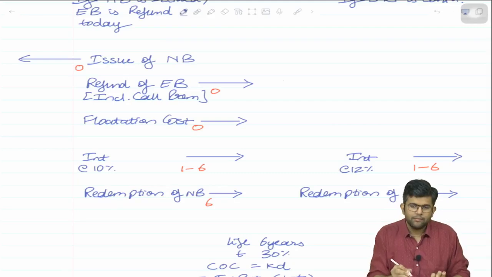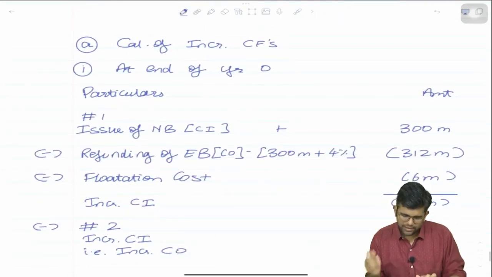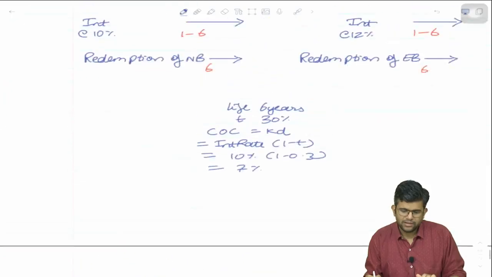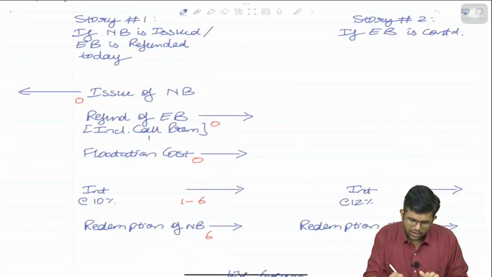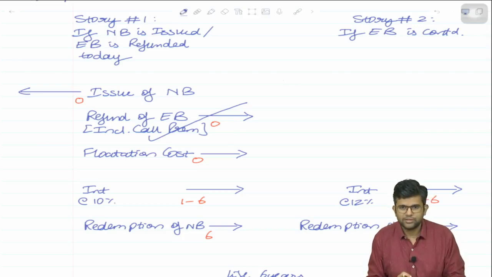Point number 2. Mahalakshmi, I am refunding her bond. How much we refunded? 312, sorry. 312 million we refunded, correct? 300 plus 4%. 312 million we refunded. Take your time and tell me, on this 312 million that we are refunding, is there going to be any tax impact? Take your time. Yes or no? 312 million that we are refunding, is there going to be any tax impact?